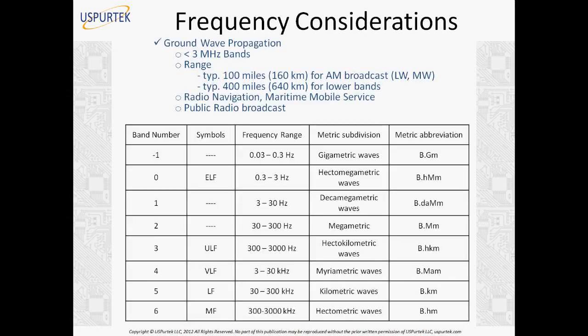Now, which frequencies follow this ground wave propagation? Less than 3 megahertz. This is very small frequency. You don't use this for cellular communications. This is used for radio navigation, maritime mobile service, and some public radio broadcasts. Your AM radio stations use this frequency. They are in the kilohertz range, right? If you remember. So they do have their uses, and they have specific uses too. So in this table, you see all these frequencies which follow ground wave propagation.